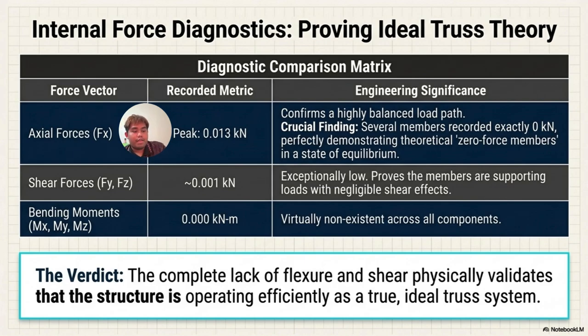perfectly demonstrating the theoretical zero force member in a state of equilibrium. Then we go to shear force, which is Fy and Fz, with a recorded metric of 0.01 kN, which is exceptionally low, proof the members are supporting load with negligible shear effect. And lastly, the bending moments Mx, My and Mz are 0.00 kN, virtually non-existent across all components. And last, the verdict: the complete lack of flexure and shear physically validates that the structure is operating efficiently as a true ideal truss system.